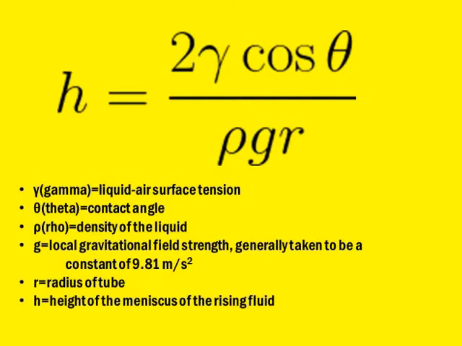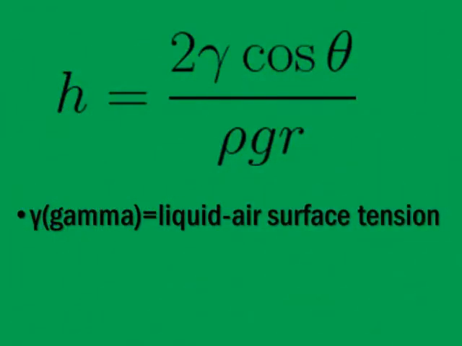Now for capillary rise, we're generally going to be discussing tubes with a fairly small radius here, and H, of course, is the positive or negative rise of the meniscus within the fluid.